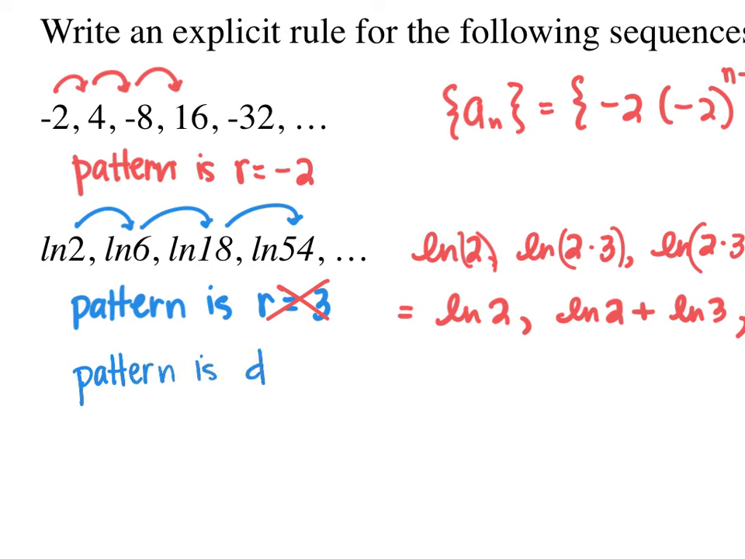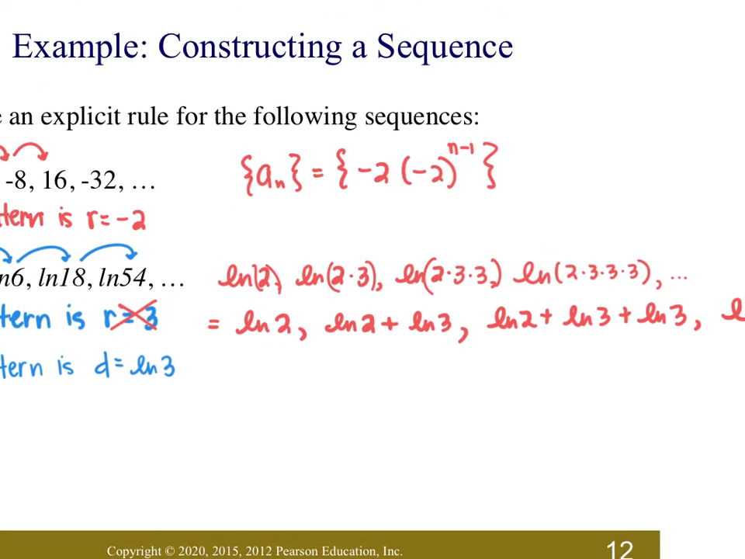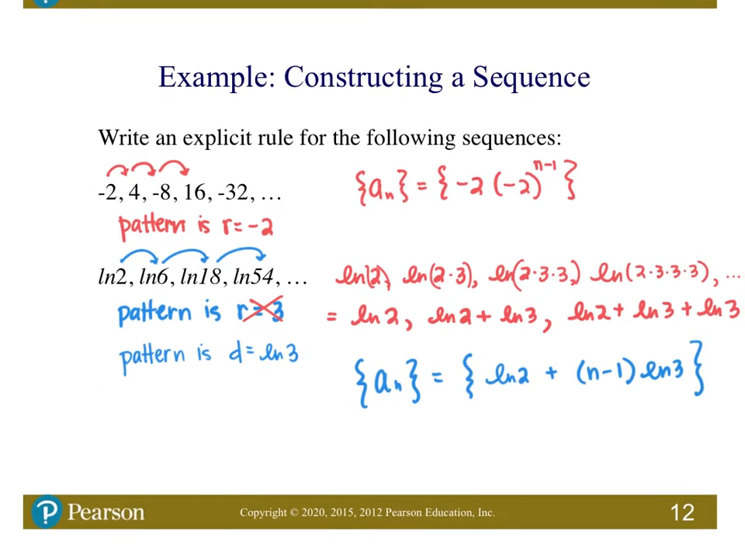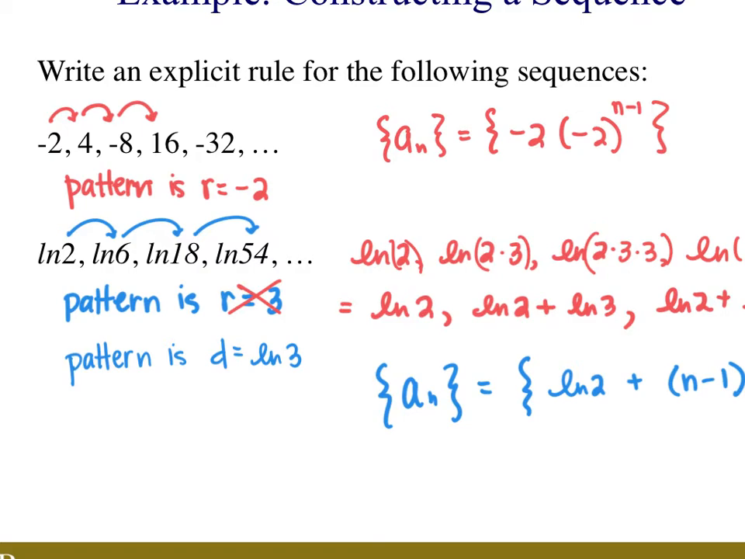This pattern is d equals ln 3. ln 3 is not being multiplied, it's being added every time. That's the consistent pattern. So this is an arithmetic pattern. And the arithmetic pattern says you take your first term plus the quantity n minus 1 times the common difference. And so that is the expression, the natural log of 2 plus the quantity n minus 1 times the natural log of 3. So be careful that you're not reading into it what you want it to be, but what's actually there.